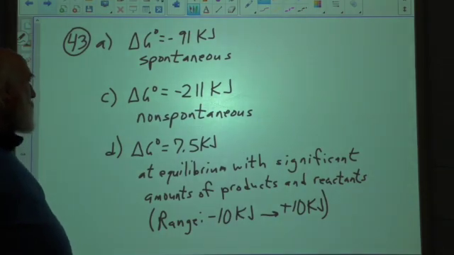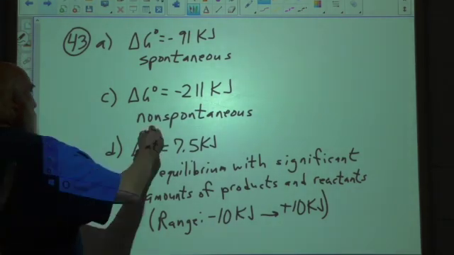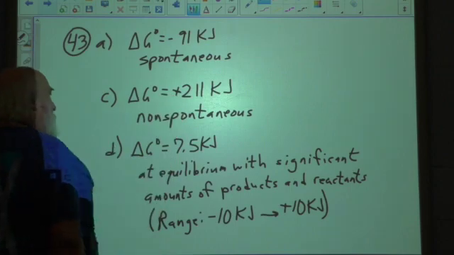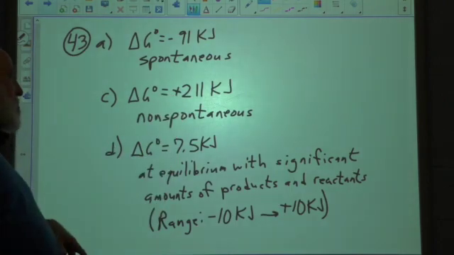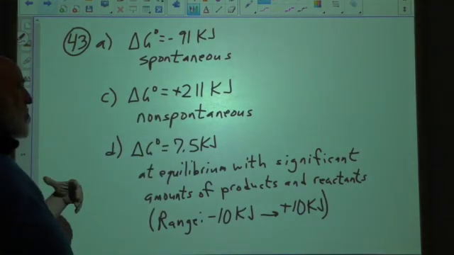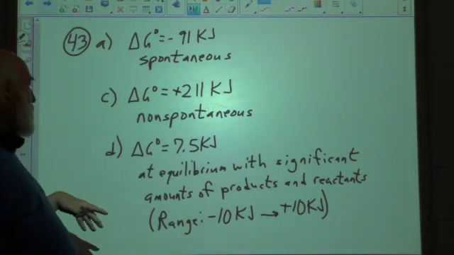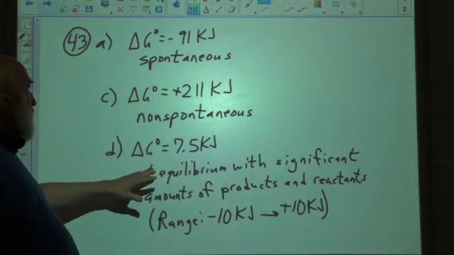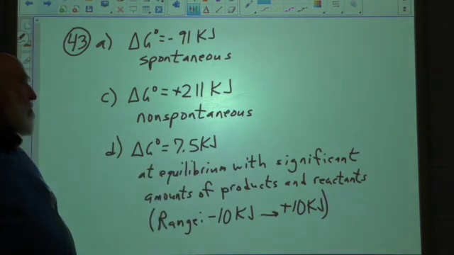I believe that's supposed to be a positive 211, I'm pretty sure it is. Positive 211 kilojoules, that is non-spontaneous, almost anytime it's positive. I say that because of part D. Part G is 7.5 kilojoules.